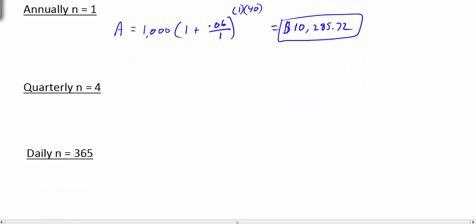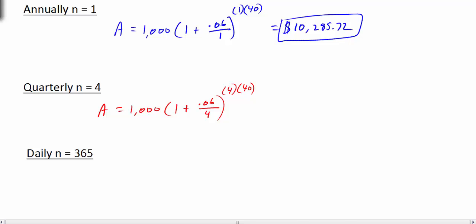All right, so now we have the same problem, but we want to look at what happens if we compound the interest quarterly. In other words, 4 times a year. So if we do that quarterly, then we would have A equals 1,000, and it's still going to be 1 plus 0.06, but now it's going to be divided by 4 because it's 4 times a year, and then the exponent would simply be 4 times 40.